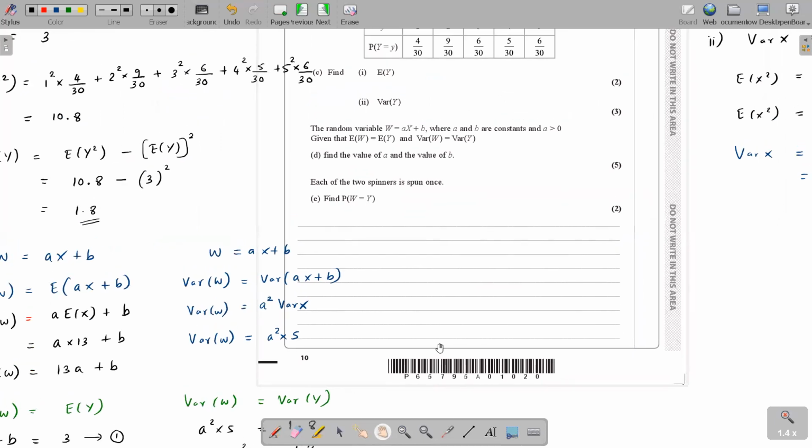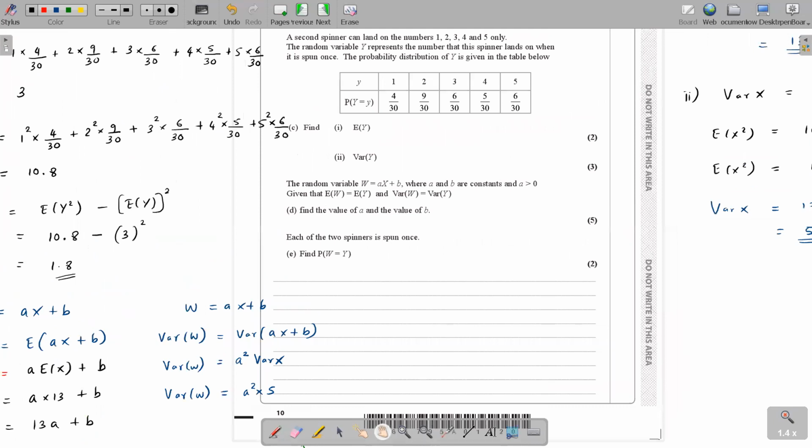Okay, next one. Each of the two spinners is spun once. Find the probability that W is equal to Y. Okay, so first of all, children, 2 marks here. We know the Y values, right? What are the Y values? The Y spinner is given, right? So what are the Y values? 1, 2, 3, 4, 5, right?